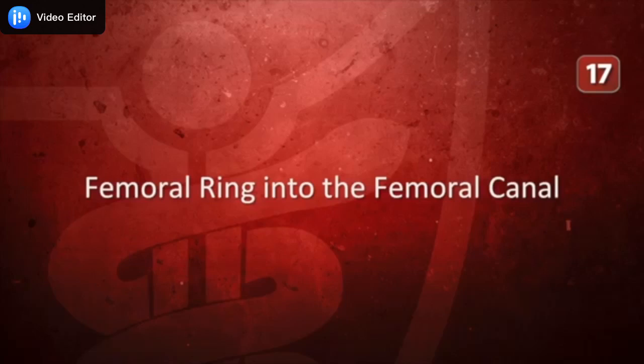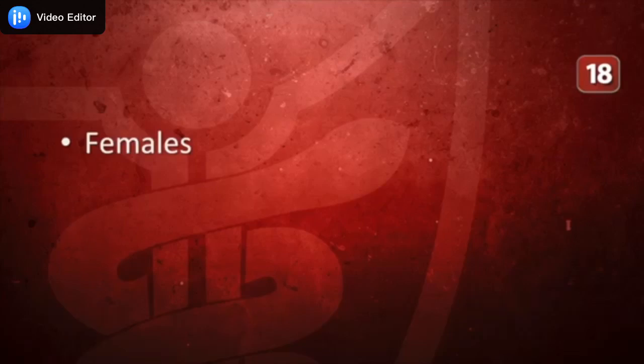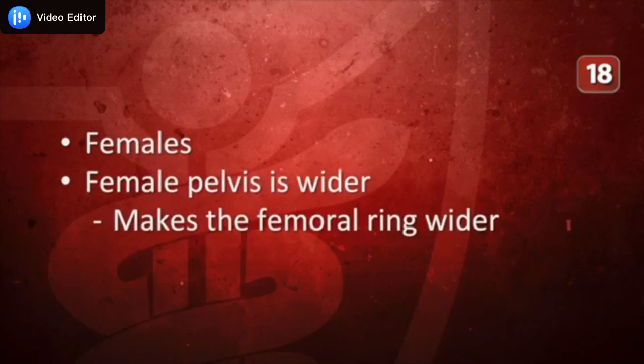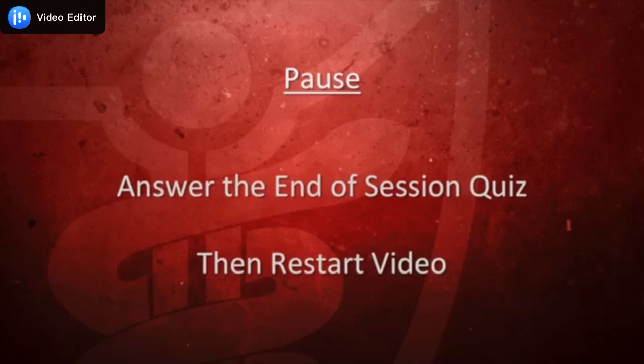Where do femoral hernias occur? It's a herniation through the femoral ring into the femoral canal. Next, are femoral hernias more common in males or females? Easy, that's females, and that's because the female pelvis is wider, making the femoral ring wider. All right, guys, so let's move on to the end of session quiz. Now, I want you to pause the video and answer the end of session quiz questions, and then we'll go through those answers together.